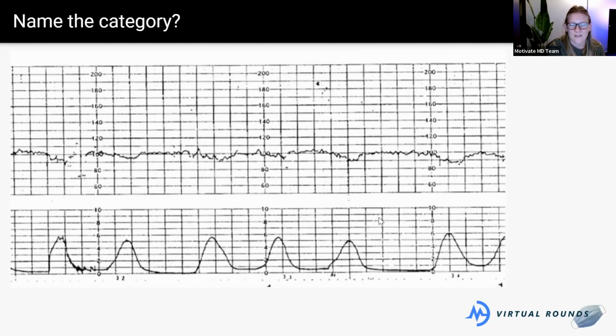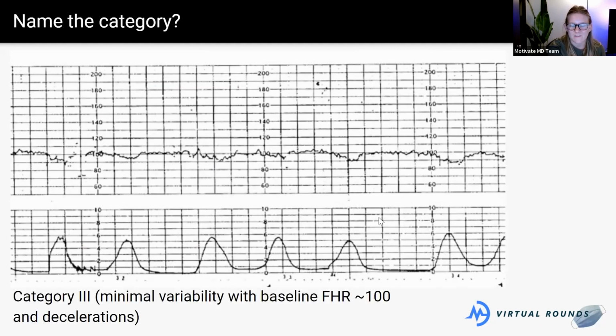This is a category 3. So we've got some significant fetal bradycardia. We're at like 100 beats per minute, which is below the 110. We've even got some of these decelerations here. You can see the dips that are lining up with the contractions. Like this one here, we're almost down to like 90, 85. So this is definitely concerning for some pathology that's going on. We'd want to do an intervention.